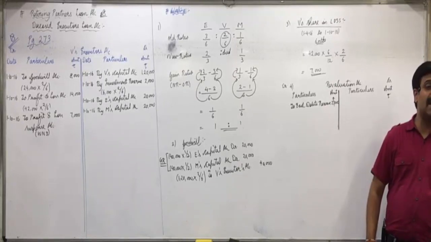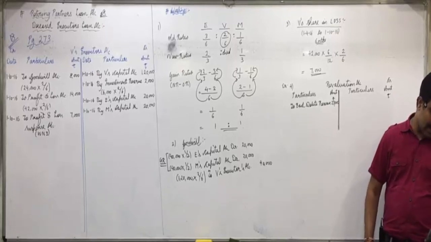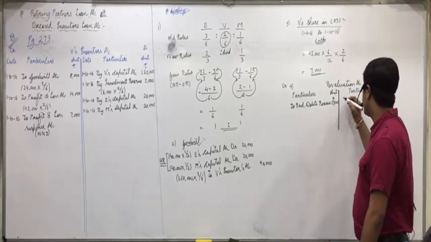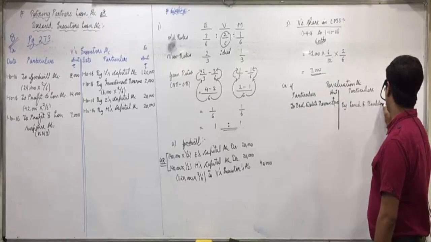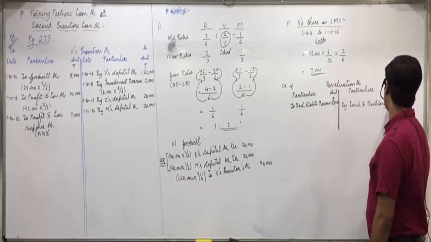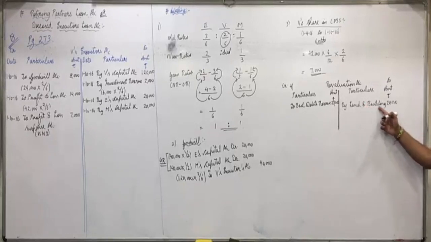Land and building is valued 10% more. Can you see the asset side? It's 2 lakhs. So 10% is our profit, revaluation account credit side. By land and building, 2 lakhs, 10%, 20,000. By land and building 20,000.